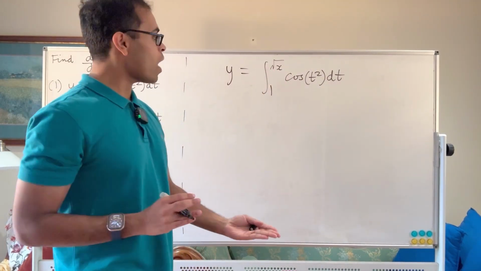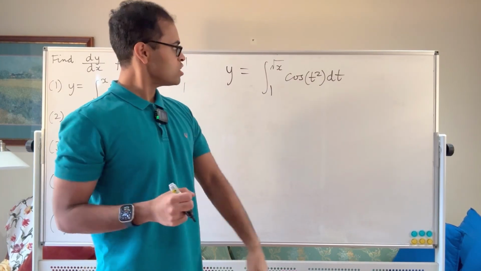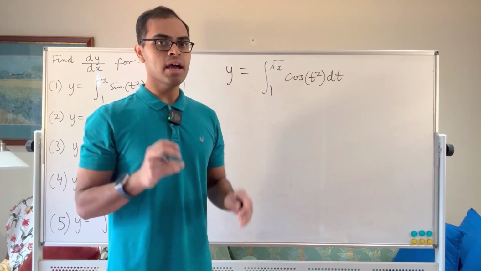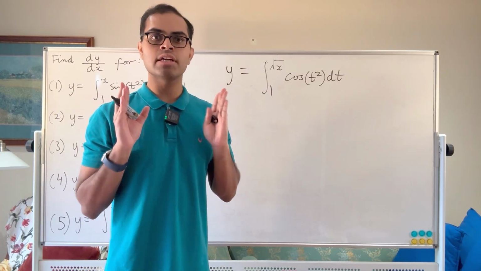We want to differentiate y again as a function of x. And now things are starting to get spicy because we've got a square root of x in the limit, and we need to figure out how to deal with that. But sticking to our processes is going to make everything clear.